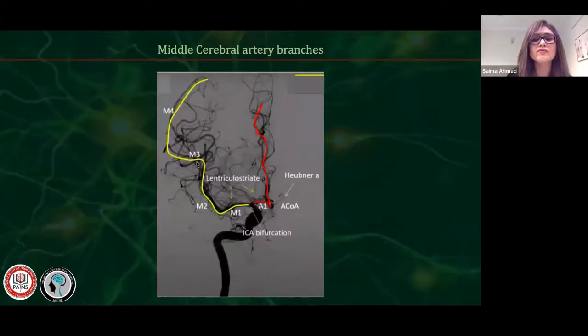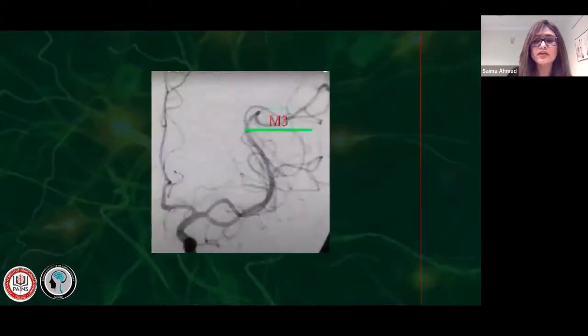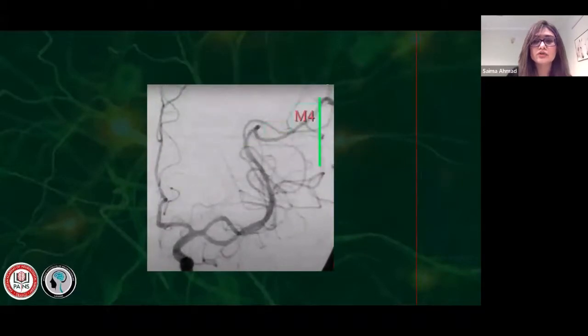It hugs the roof of the sylvian fissure, and then the opercular part, which is M3, is below the frontal operculum and above the temporal one, and then the M4, which is the terminal one. So again, the same concept: M1, this is M2, M3. M3 is the opercular, and this is the terminal one.